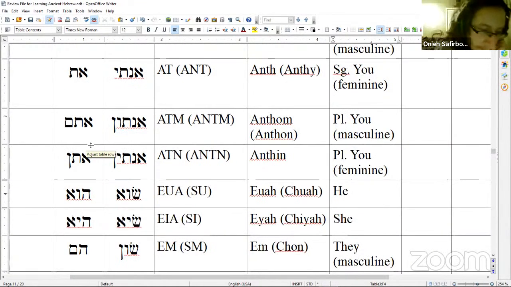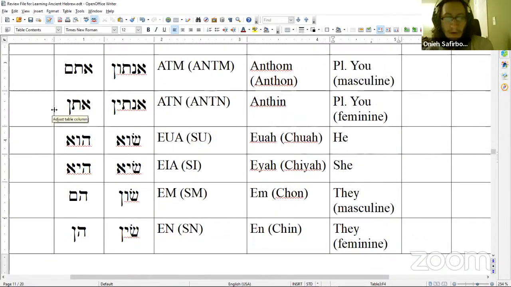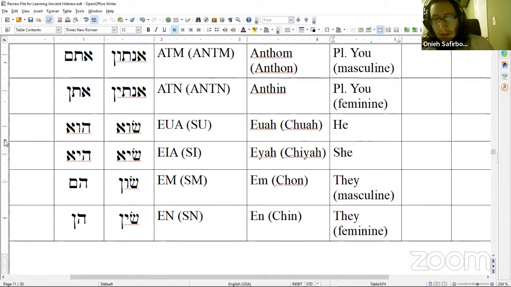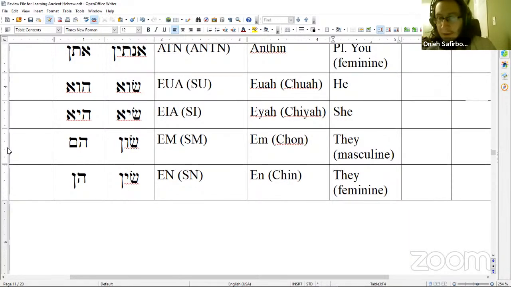And then Ua originally is Chua, and that is he. And then Aya, originally Chia, is she. Pim, originally Chan, is masculine they. And then N, originally Chin, is the feminine version of they.